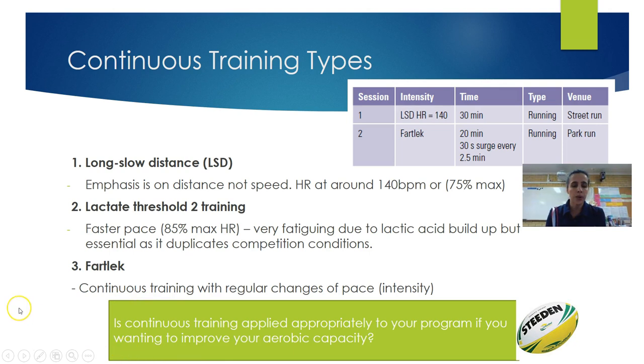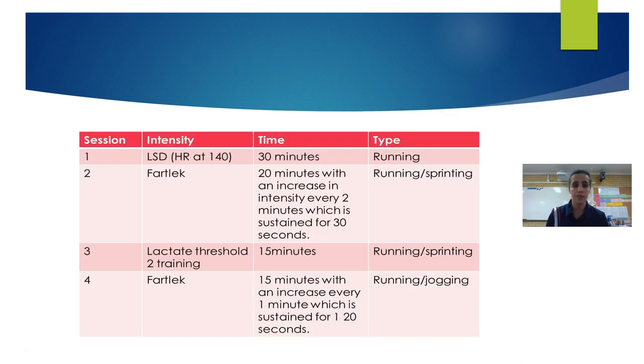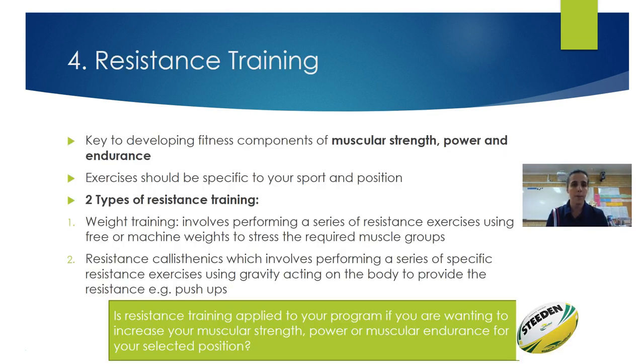So have a look at the training program. Is continuous training applied appropriately to your program if you're wanting to improve your aerobic capacity? Keep in mind, it's not only about improvement. I've said that aerobic capacity is needed in general for all 3 energy systems to reduce lactic acid and to aid in recovery time. So it is important that all positions maintain aerobic capacity, but is it going to be an emphasis for you based on your fitness components and your requirements for your position? Here's another example of the three continuous training types. So take a screenshot of that if it applies to what you would like to talk about.